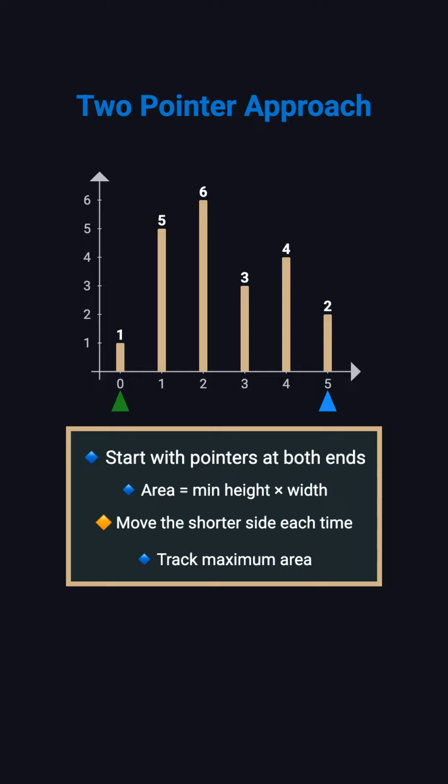Why does this work? Because the area is limited by the shorter height. If we move the taller side, the width gets smaller while the height limit stays the same, so the area can't increase. But if we move the shorter side, we might find a taller line, which can compensate for the reduced width and potentially produce a larger area. We keep doing this until the two pointers meet, and the largest area we've seen is the answer.